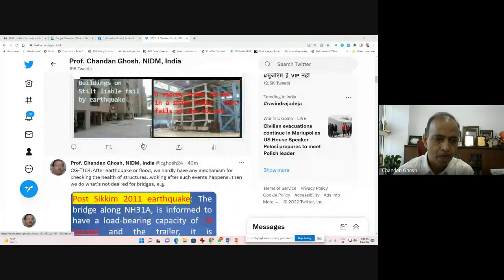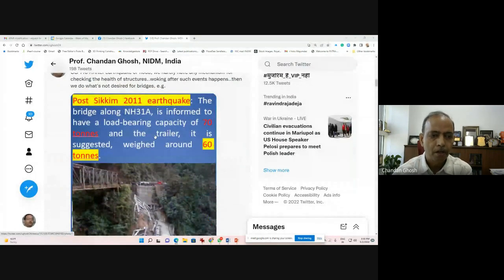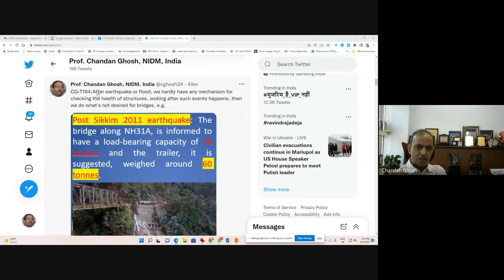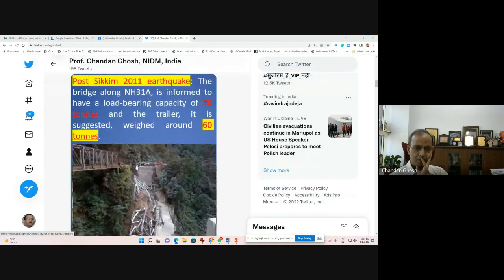So then another thing is that it is again a Twitter post, just I have modified something. It is all there in the PowerPoint slide, but here it is, after earthquake or flood or whatever event that happened, we hardly have any mechanism for checking the health of structure. Like this bridge failed after 3 months of Sikkim earthquake.